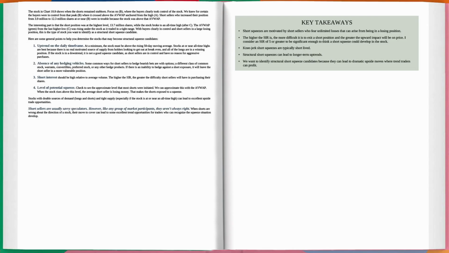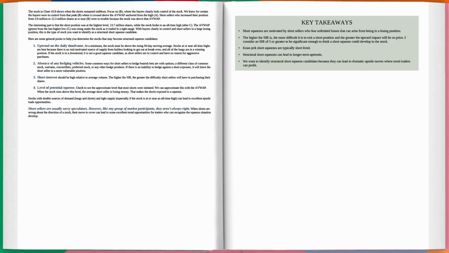Here are some general points to help you determine the stocks that may become structural squeeze candidates. 1. Uptrend on the daily time frame. At a minimum, the stock must be above the rising 50-day moving average. Stocks at or near all-time highs are best because there is no real motivated source of supply from holders looking to get out at break-even, and all of the longs are in a winning position. If the stock is in a downtrend, it is not a good squeeze candidate, as short sellers are in control and have no reason for aggressive purchases.